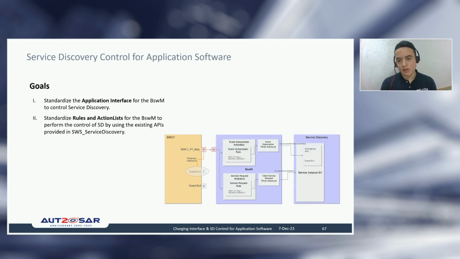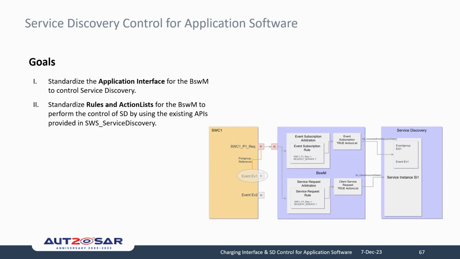So the goals, we have two main points to standardize here. First, application interfaces from the BSWM module to the application. Second, standardizing how to configure the rule and the action list in the BSWM module to be able to control the service discovery module using the already existing APIs provided from service discovery to the BSWM module.